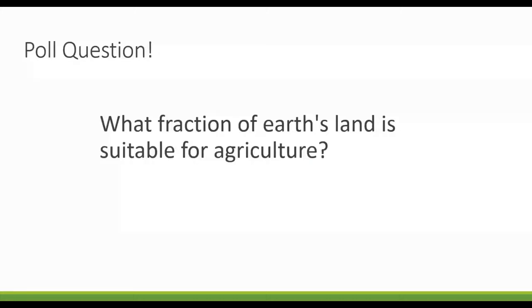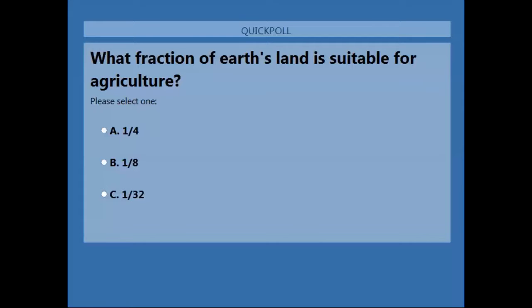So we have a poll question now. The question is, what fraction of the Earth's land is suitable for agriculture? So the poll has come up now. You have an option of 1/4, 1/8, or 1/32. So take a couple of seconds here and make your choices. And when Susan sees that most of the people have responded, go ahead and close the poll and show us the results.